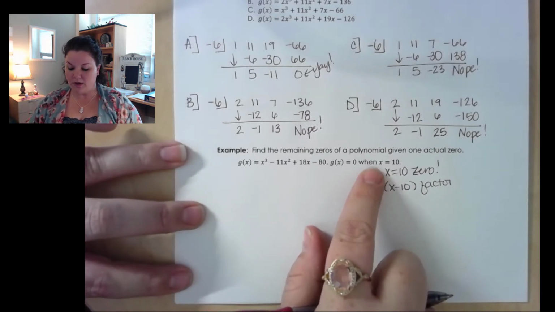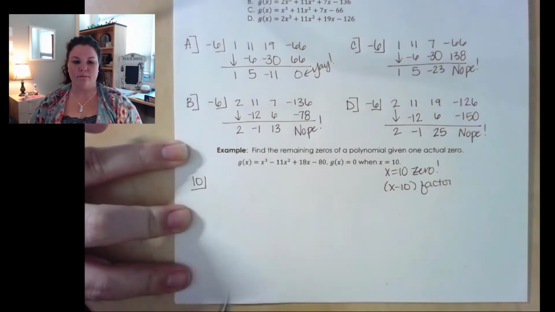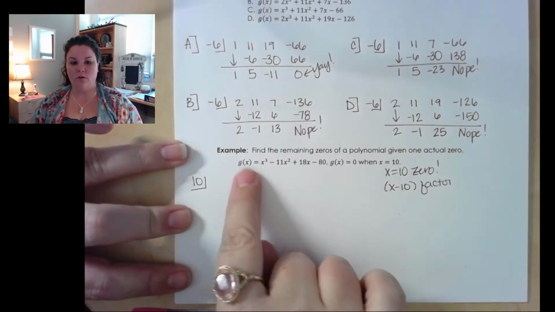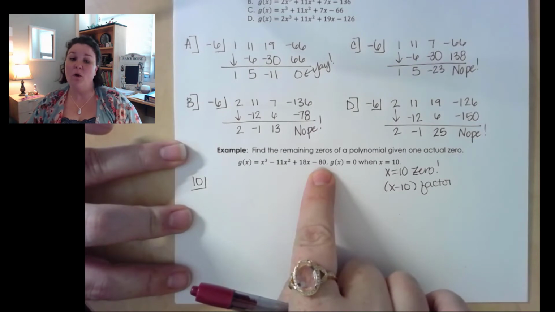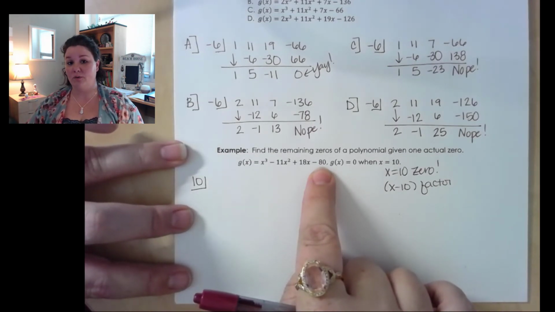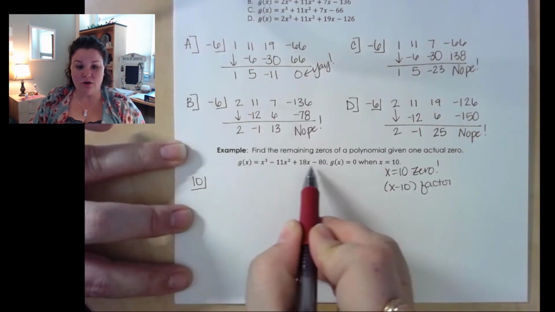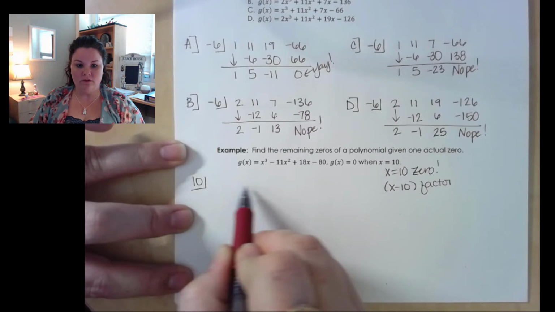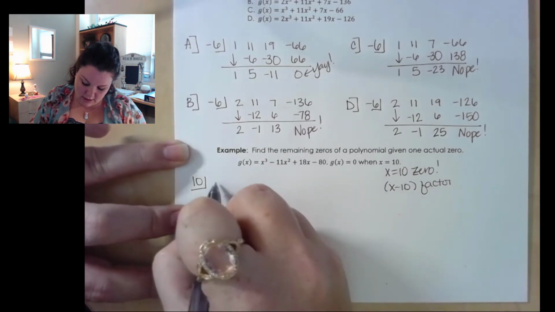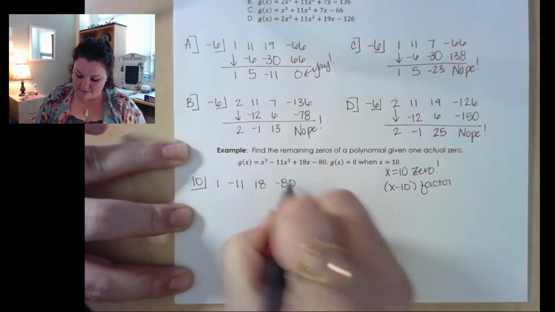All right, so we're going to take that given zero, the 10, and put it in our synthetic box, and write out all of our coefficients, to make sure it is a zero and then be able to go further with whatever quotient we're left with. Notice we're not missing any terms, so we write out all of our coefficients, which is a 1, a -11, an 18, and a -80.